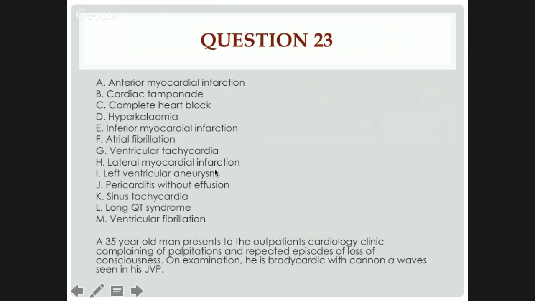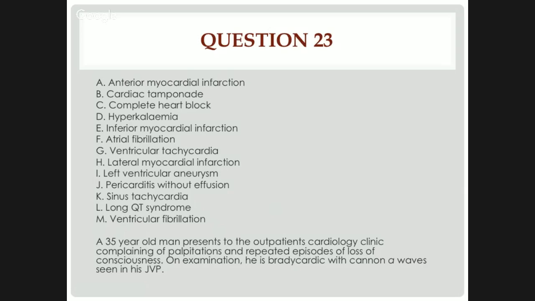Left ventricular aneurysm, what was the buzzword for that? Persistent ST elevation. Pericarditis, we've had, probably not. Diffuse ST elevation. Sinus tachy, probably not. Long QT, no. That's just a weird one I threw in. AF, probably not. So out of all of those, which ones are consistent with the bradyarrhythmia?